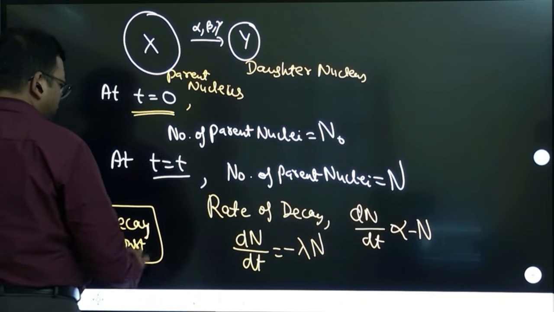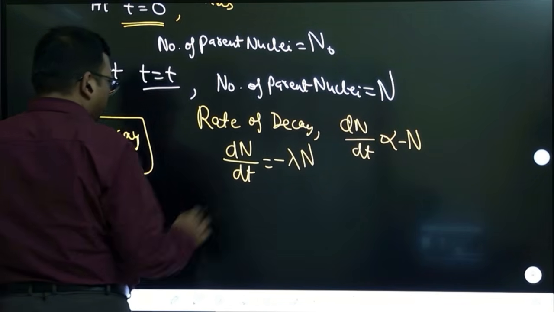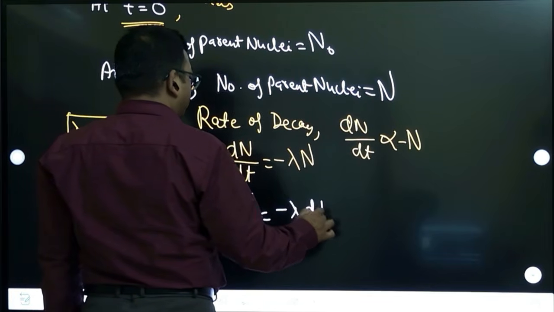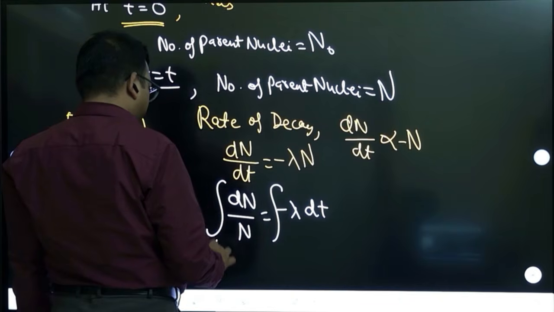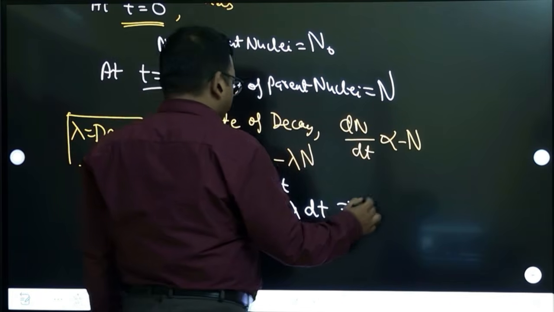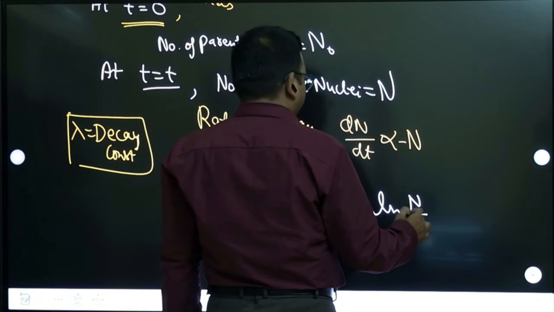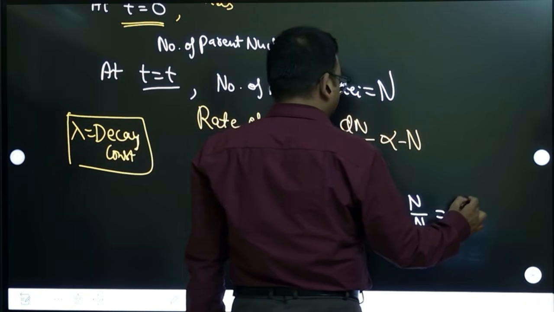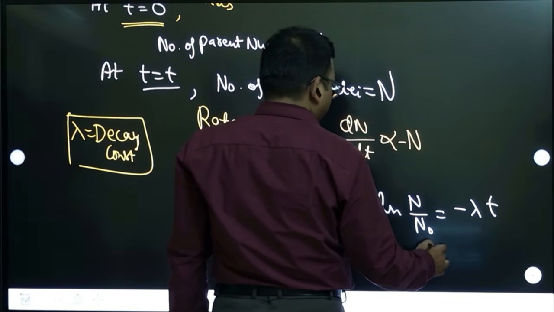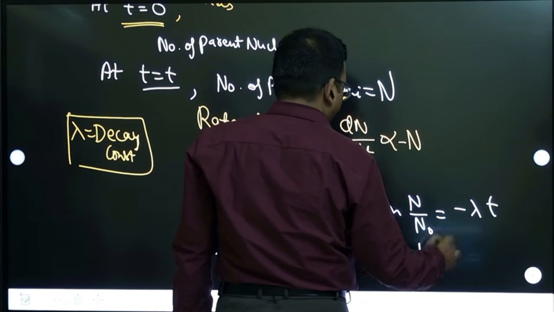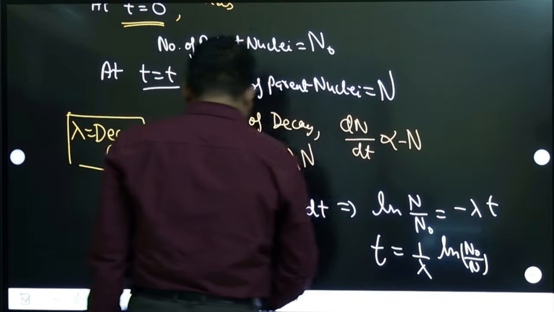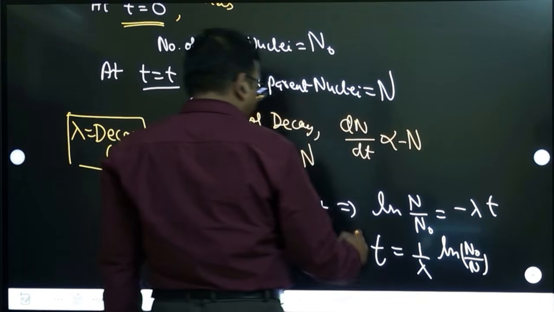So now let us integrate. From here we bring dN by N is equal to minus lambda dt. Let us integrate from initial N naught to this N, and 0 to t. When you integrate, this will come as ln N by N naught is equal to minus lambda t. So time can also be written as 1 by lambda ln N naught by N. First of all, this is the formula for time which we can remember.